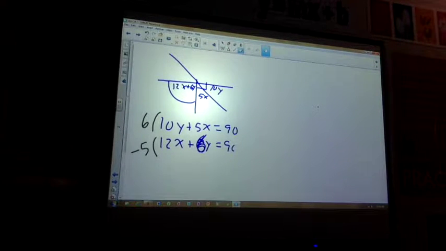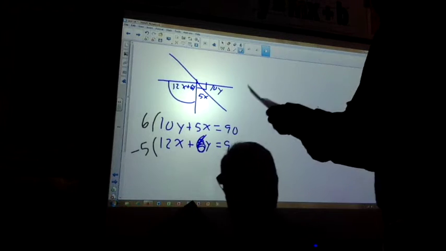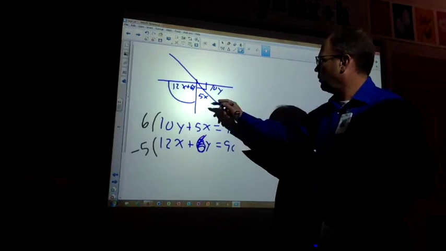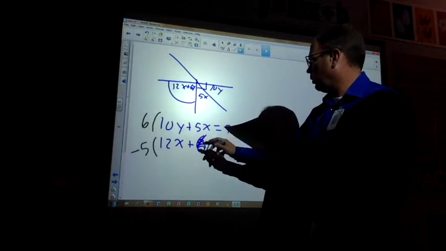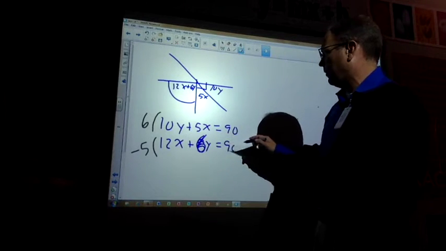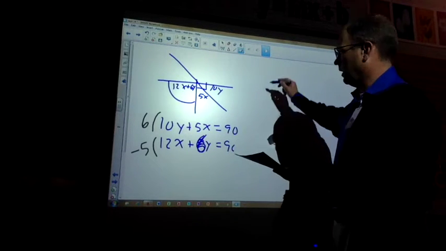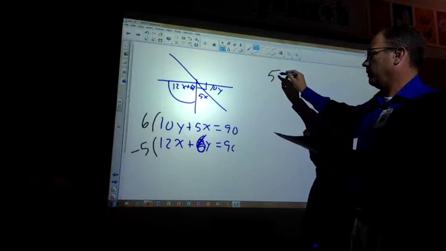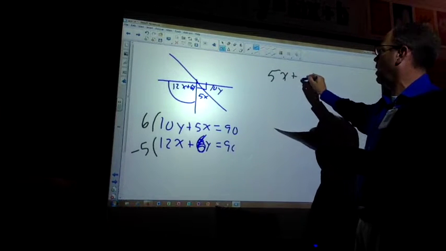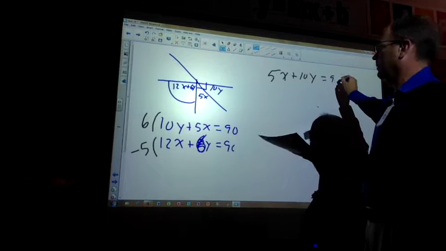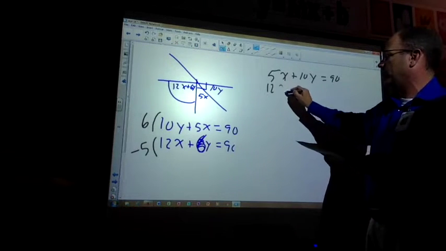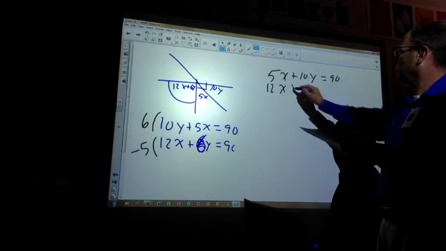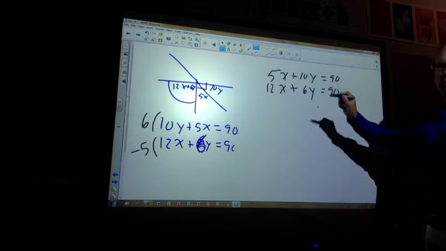All right, what's your question back there? All right, I just goofed this up. 10y plus 5x, and then 12x. If I would have lined up these things correctly, I've got to reline these up. So 5x plus 10y equals 90. I'm just rewriting that, and then 12x plus 6y equals 90.